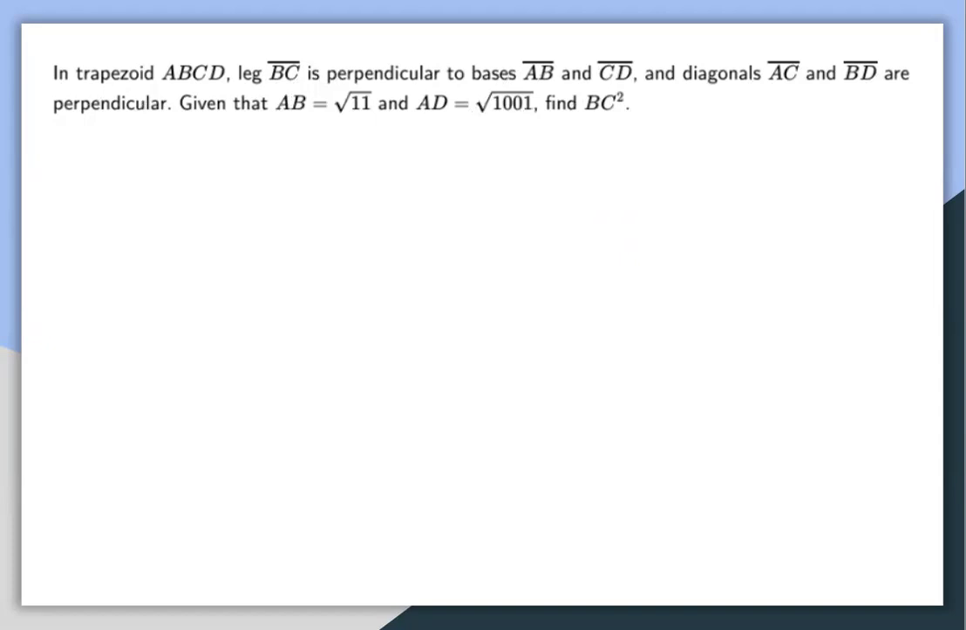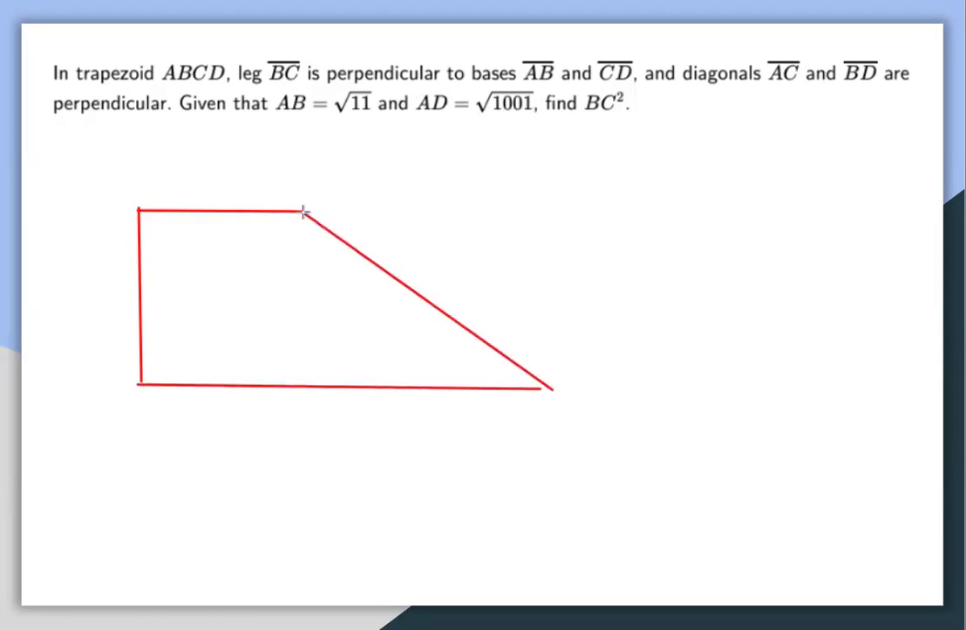So let's get started with some figure, but it says the leg is perpendicular to the two bases. So which is why we do expect to get 90 degrees for one part. If I start with something like this, I can say this is B and this is C. That means this has to be AB and then this has to be CD. And we are told AB is root 11, which will be this guy based on my labeling, and then AD will be this guy.